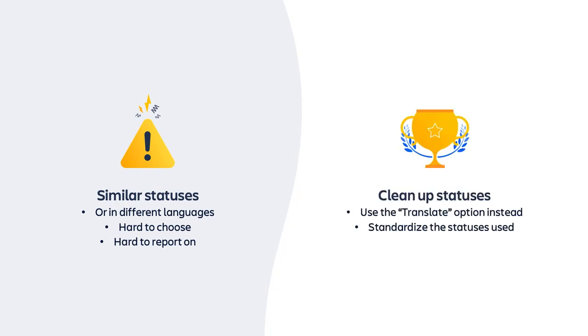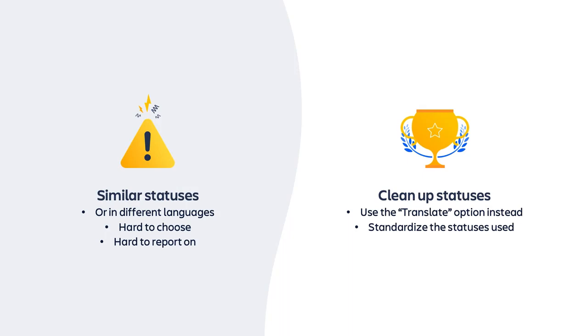The solution is to perform a status cleanup. But how should you perform the cleanup? First, remove all statuses in languages that are different from the one most used in your Jira, and merge them with statuses in the dominant language used in your Jira site. Replace them in the relevant workflows and use the status translation feature instead.